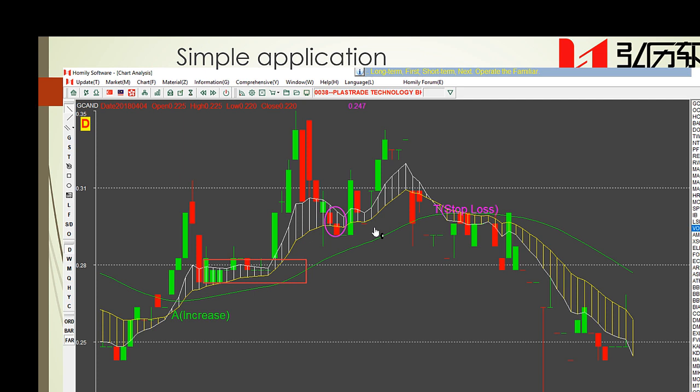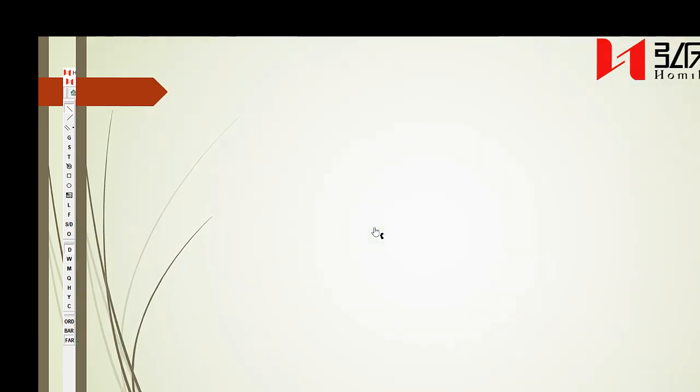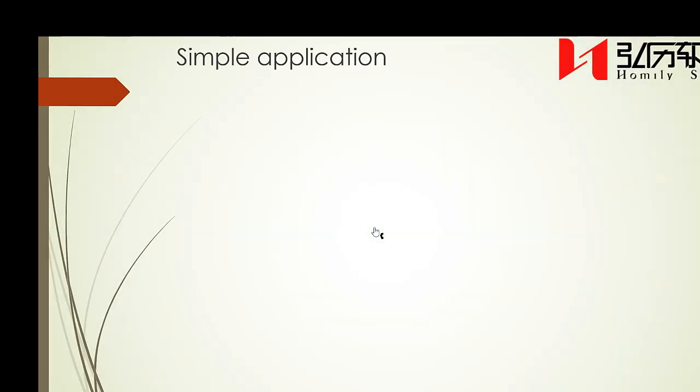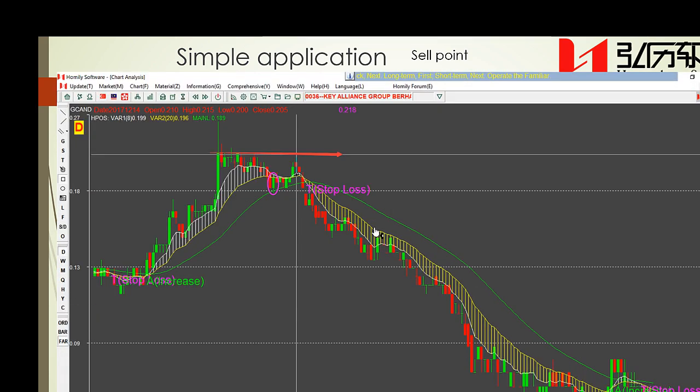So after that we should know here is the resistance. Here is the resistance. So cannot break out. We should sell it because it is the resistance. And then we can know about the sell point.